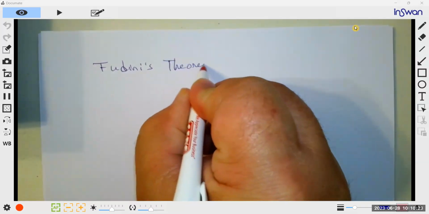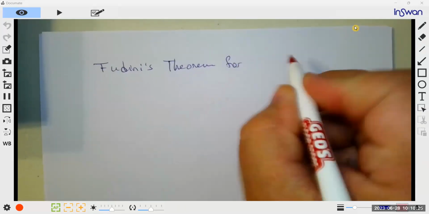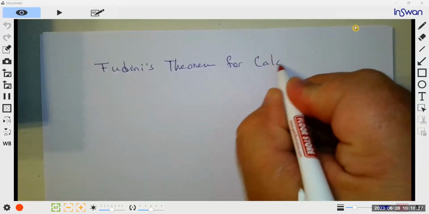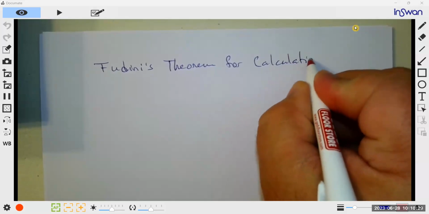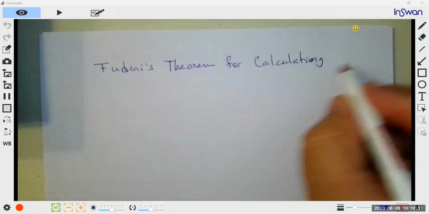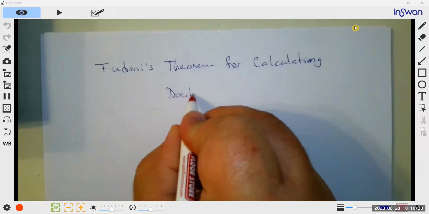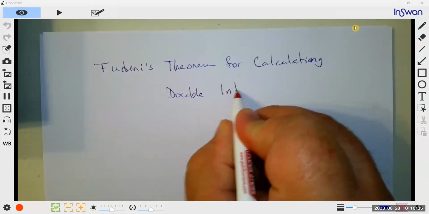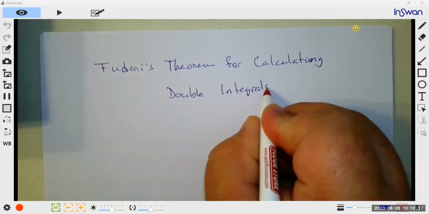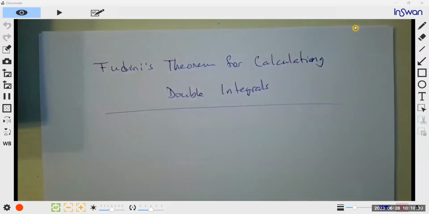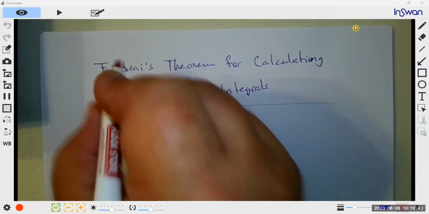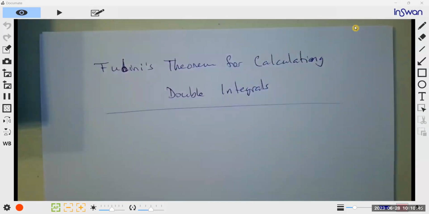Fubini's theorem for calculating double integrals. Guido Fubini, not Dini, Fubini, Italian mathematician, late 1800s, early 1900s, who came up with this.